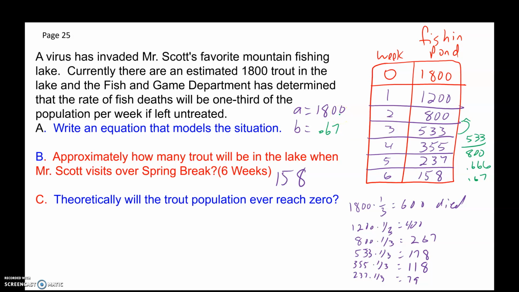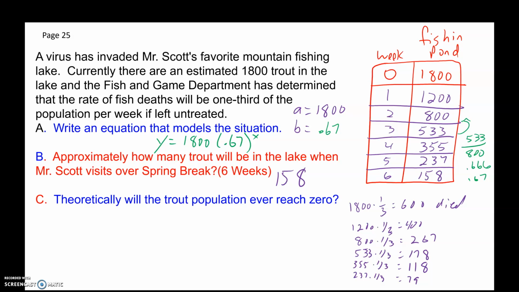That kind of makes sense, guys. That's 2/3. So if you think about it, 1/3 of the fish were dying, so 2/3 were living. And our table is representing the living. So our equation is going to be our starting fish number of 1,800, our proportion that's living, 0.67, to the x power.